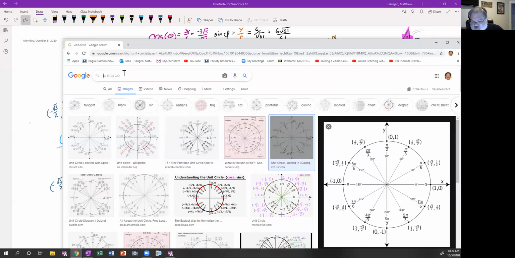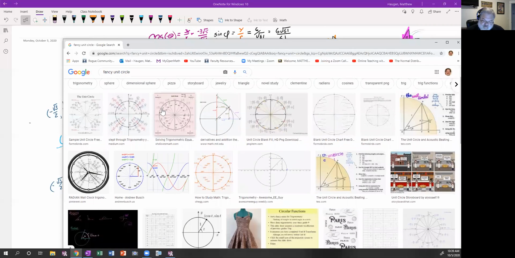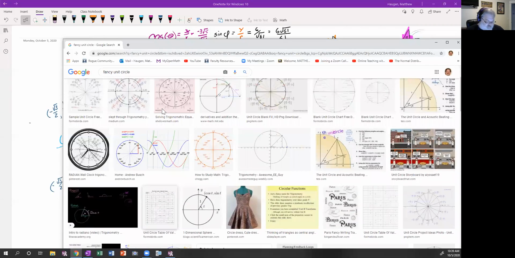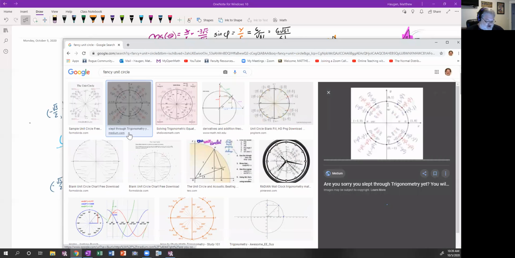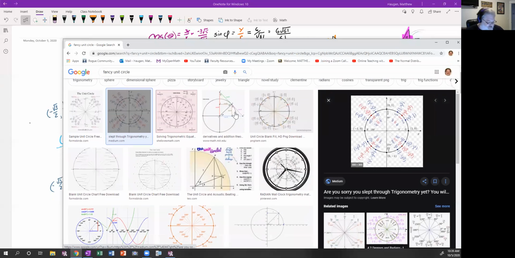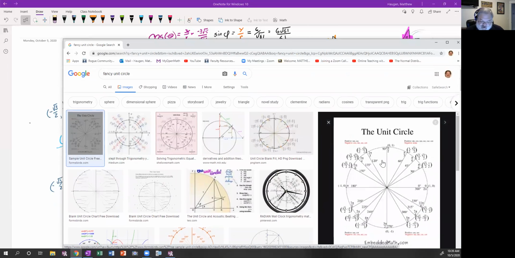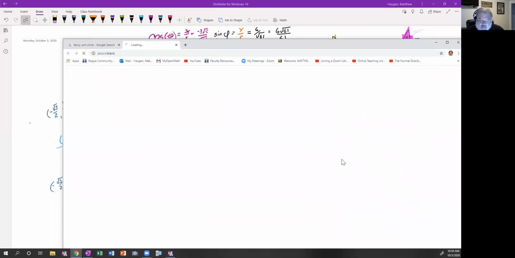What happens if we say fancy? Yeah. Pretty ones. Okay, I'm going to have to go make some fancy pretty ones just because this is bumming me out. But yeah, I'll make some pretty ones.